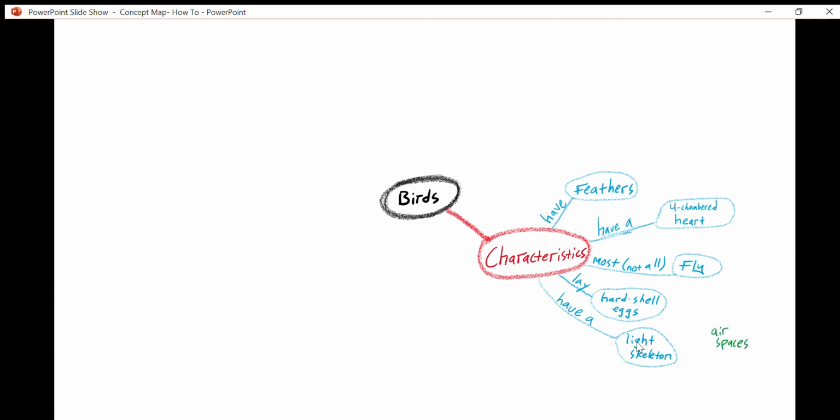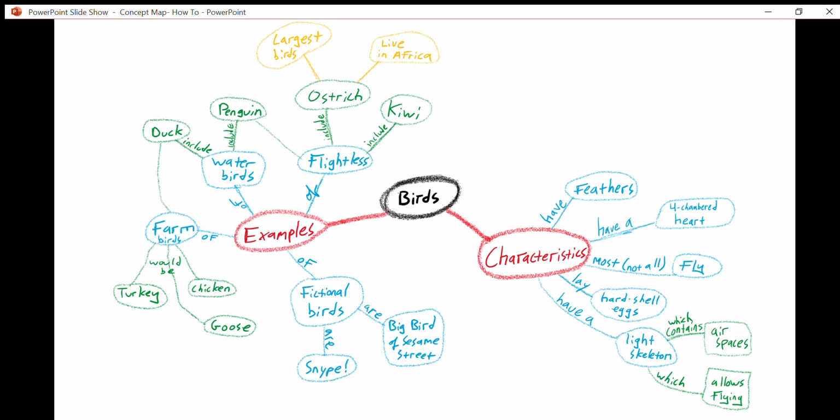Now, I can refine this even further and describe things like my light skeleton. I know it's light because it has a bunch of air spaces, okay? And the light skeleton allows them to fly, and so I'm going to put that as a subcategory as well. So I can add details to each of these little categories. So characteristics have a light skeleton, which contains air spaces, which allows flying, okay? So I can add the words there to those. I could just keep on going and describing birds using this method, okay?